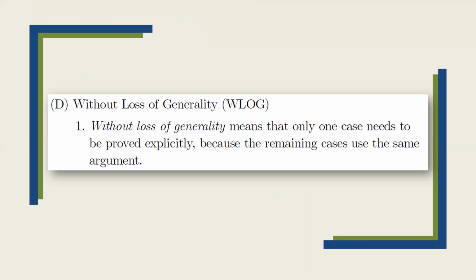Which brings us to without loss of generality. So without loss of generality means that only one case needs to be provided explicitly because the remaining cases use the same argument. Be really careful here. People tend to overuse without loss of generality. They say it applies when it doesn't. So none of the previous examples I had was it without loss of generality. So you might be thinking, oh, well, without loss of generality definitely applied to that last example. No. That was the whole thing we were trying to show, is that there was no loss of generality with left and right, that you could shuffle around the order.